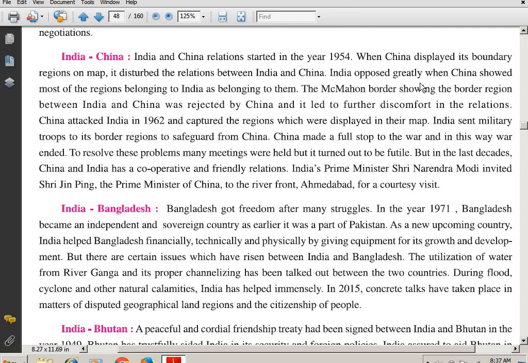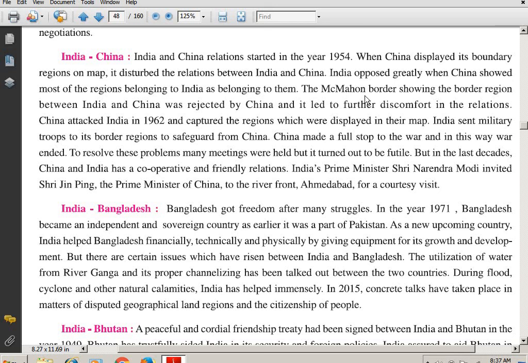India opposed greatly when China showed most of the regions belonging to India as belonging to them. So students, remember, China displayed its boundary regions on the map. What did China actually display? China displayed most of the regions which belong to India as if they belonged to China. And that was the cause where the relation between India and China became stressful.